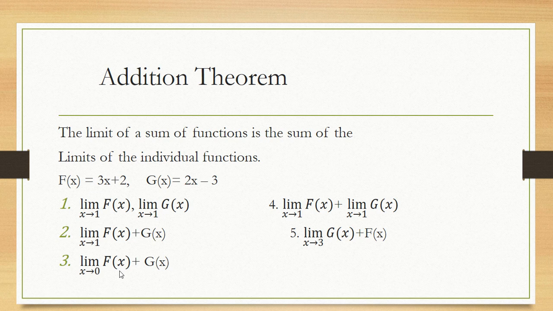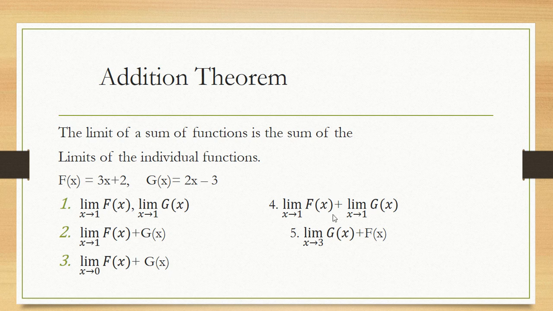The limit of f of x plus g of x. If x goes to 0, where f of x equals 3x plus 2, by substitution we get 2. And g of x equals 2 times 0 minus 3, that is negative 3. So this becomes 2 plus negative 3, that is negative 1. The limit of f of x plus the limit of g of x equals the limit of f of x plus g of x as x goes to 0.